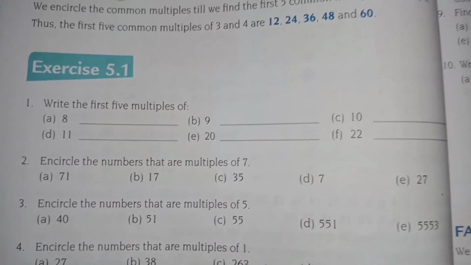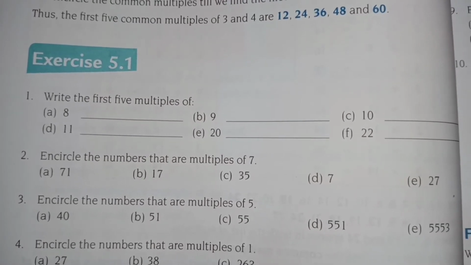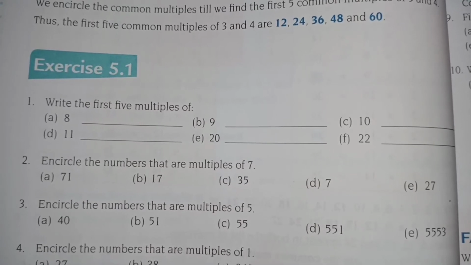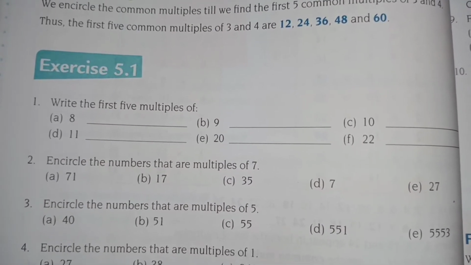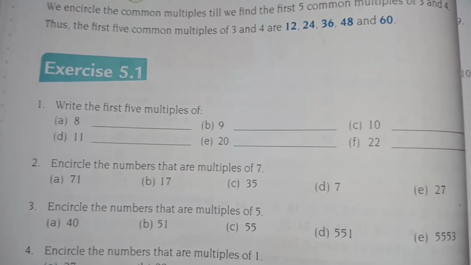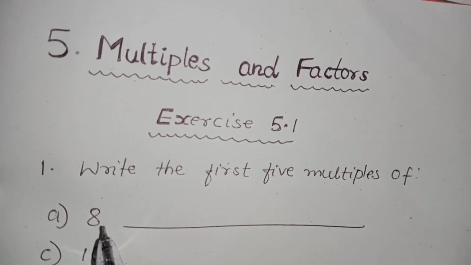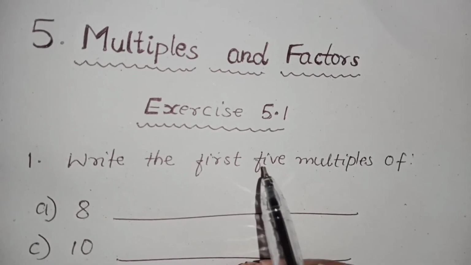I'll do a few questions, and a few questions you will do as homework. Here it is given to write the first 5 multiples. That means we will write the table of 8 up to 5 only, because they have mentioned first 5. So let's begin. We have to write the table of 8 up to how much? First 5 means we will write up to 5 only.